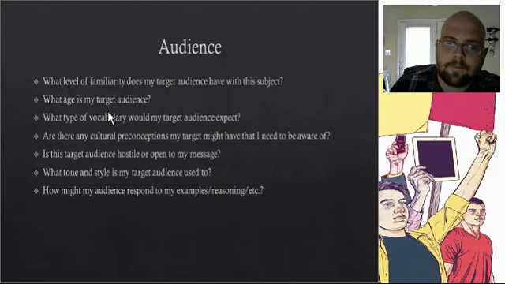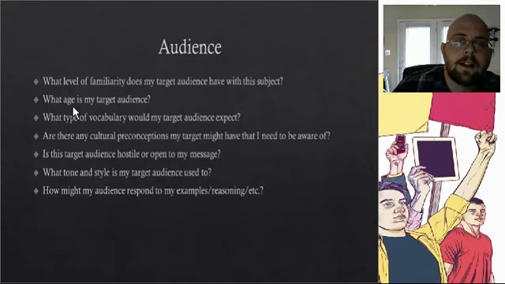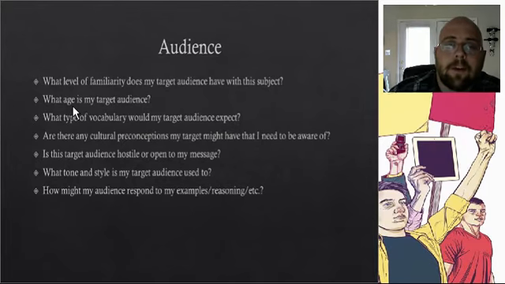Okay, what age is my target audience? Okay, you can think about this in terms of your classmates. What age are they? They could be 40, or they could be 18, but on average, who takes Word 111? It's people 18 to 24, okay? Usually on the lower end because it's a gen ed, so that's something to think about.